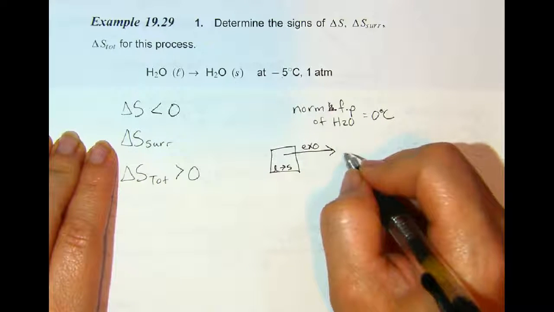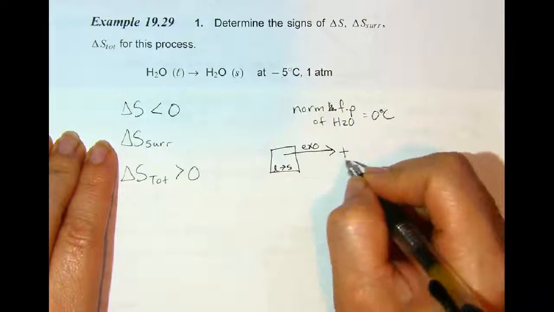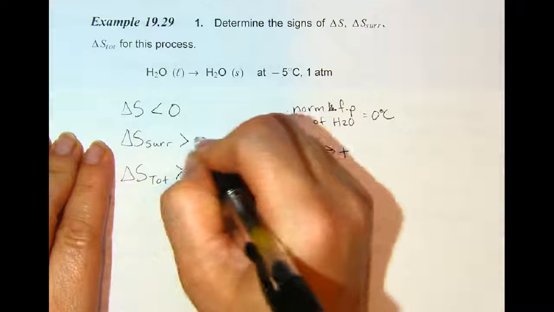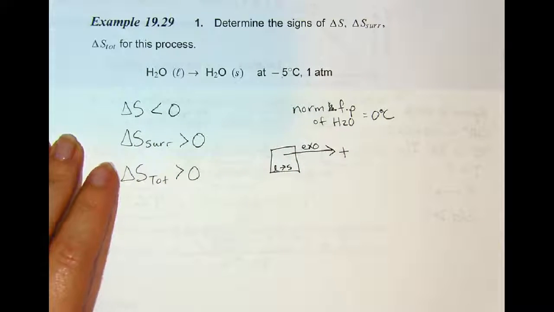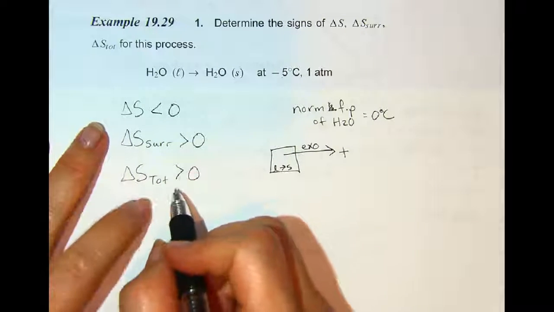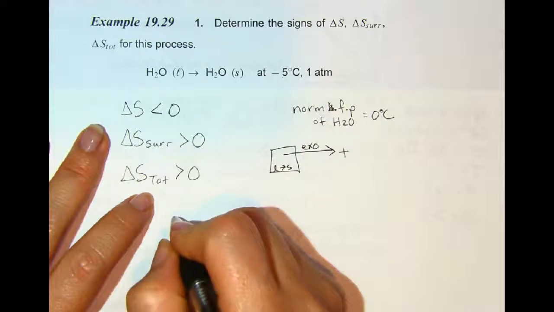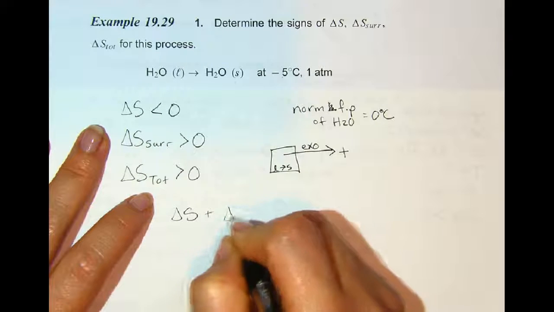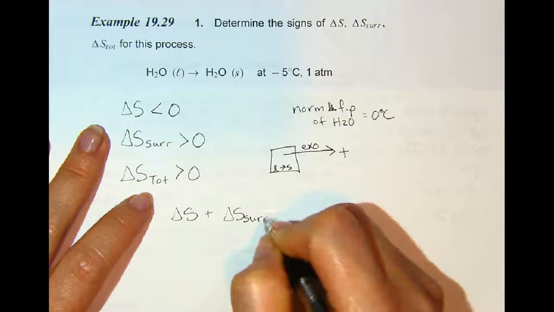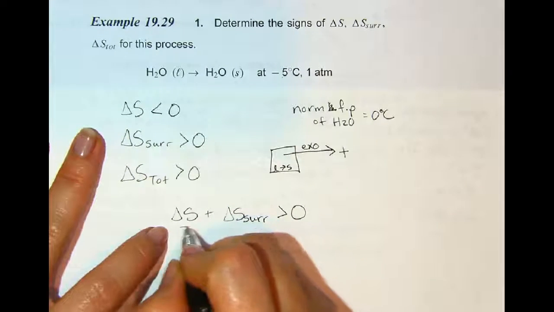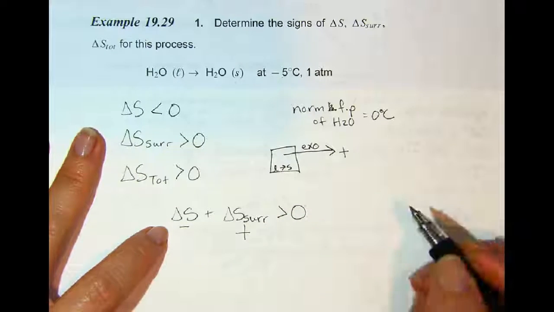And so because it's exothermic, the delta S of the surroundings is positive, and so this is going to be greater than 0. This should make sense because the delta S total must be greater than 0, which means your delta S of the system plus the delta S of surroundings together should be greater than 0, and since this has a negative value, this must have a tremendous positive value.